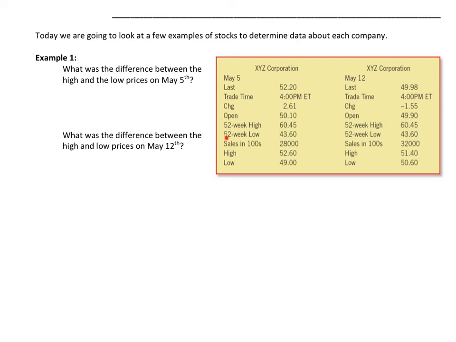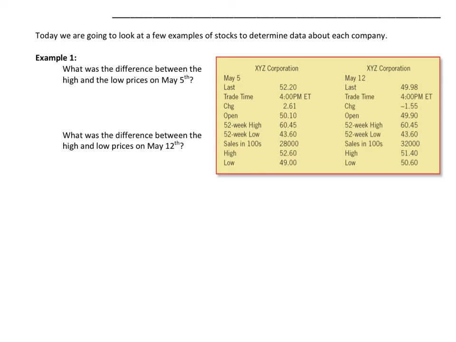52 weeks high and low, that's the highest it's been the past year and the lowest it's been this past year. Sales, we haven't talked about this, but this is how many stocks were traded that day in the hundreds. And then the high and the low, this is the high and the low today. So highest it's been today, lowest it's been today. So when answering these questions, you're just basically reading this table.